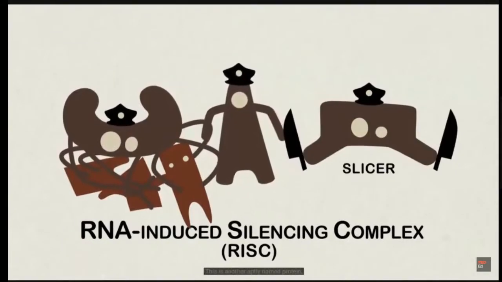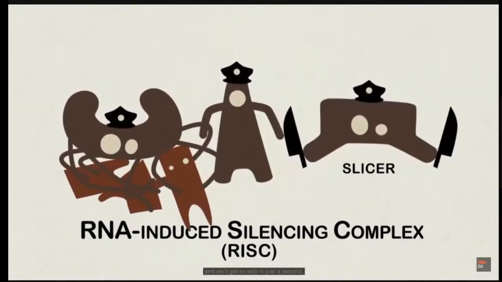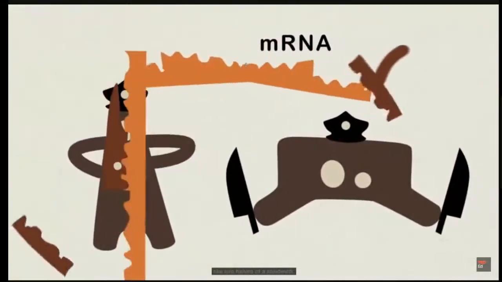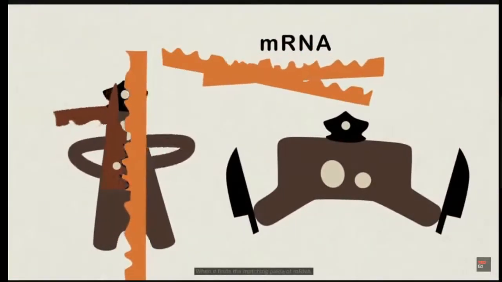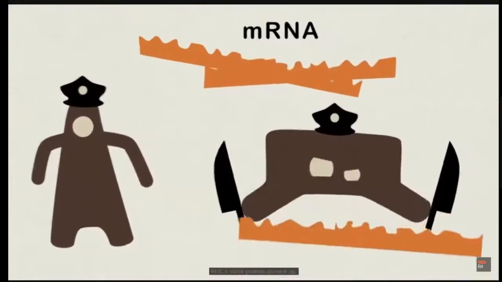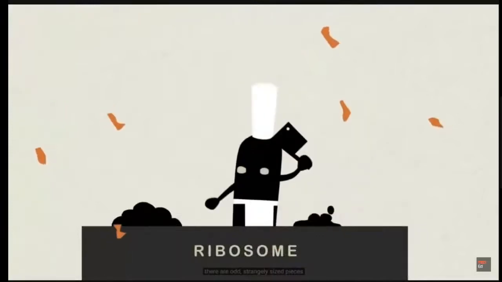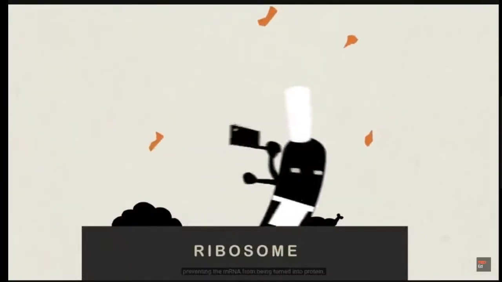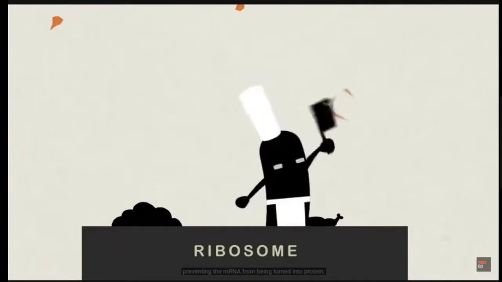This is another aptly named protein, and we'll get to why in just a second. RISC strips these small chunks of double-stranded RNA in half, using the single strand to target matching mRNA, looking for pieces that fit together like two halves of a sandwich. When it finds the matching piece of mRNA, RISC's slicer protein slices it up. This cell then realizes there are odd, strangely sized pieces of RNA floating around and destroys them, preventing the mRNA from being turned into protein.